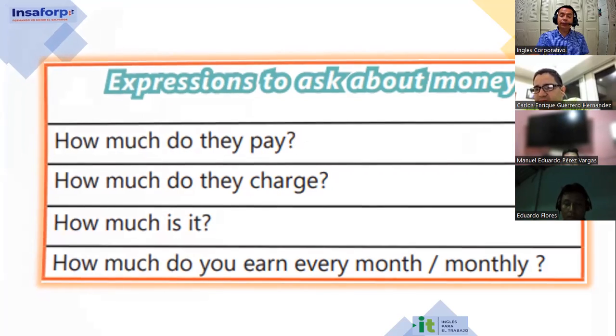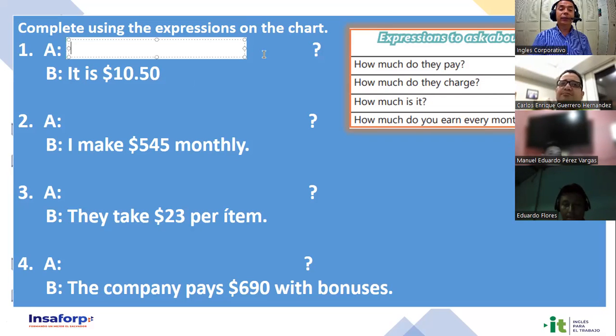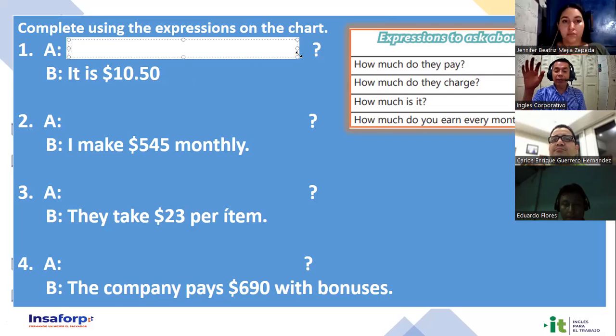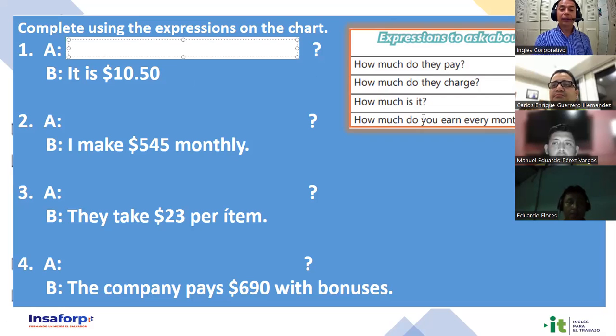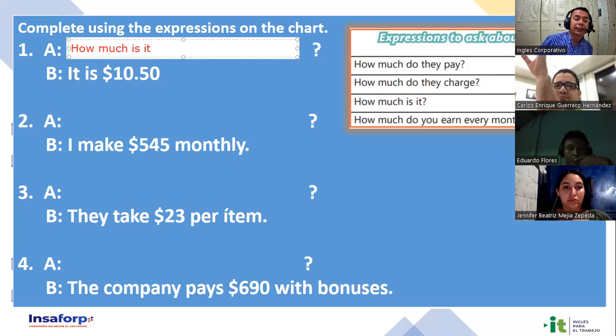Good. Let's continue, right? Now we're going to make an exercise, right? We are going to copy these four questions in every question here, right? Good. Now, in this case, I will ask for volunteers. Hoy voy a pedir voluntarios, right? Number one, please, volunteer. Raise your hand. Solo los chicos que me levanten la mano. Oh, yes. Beatriz, please. How much is it? It is $10.50.